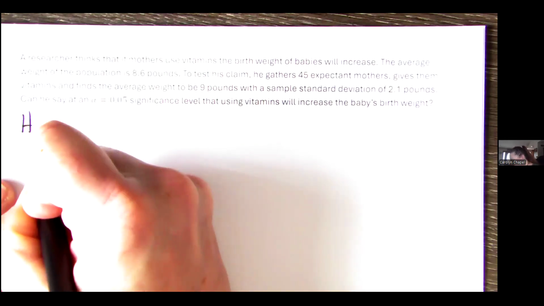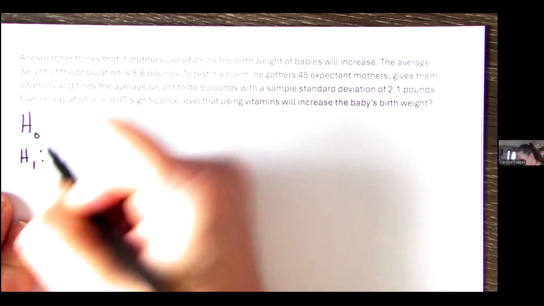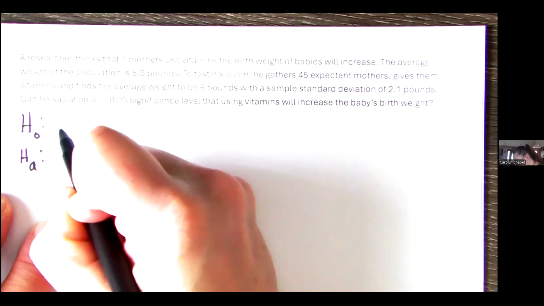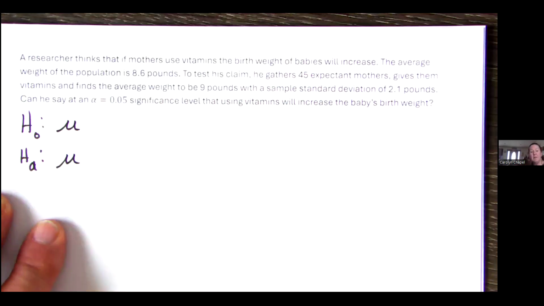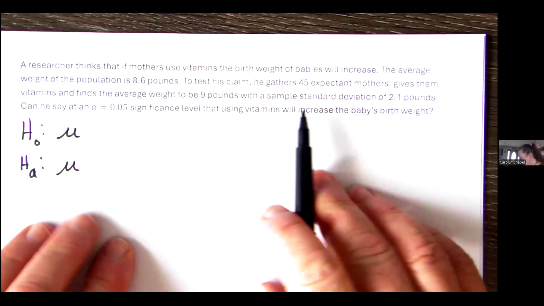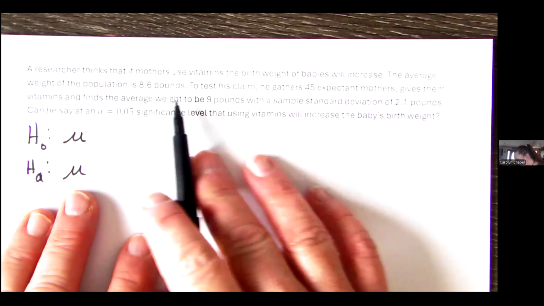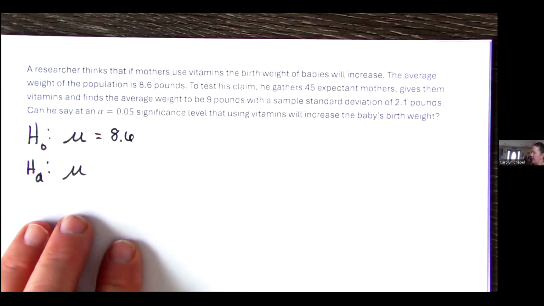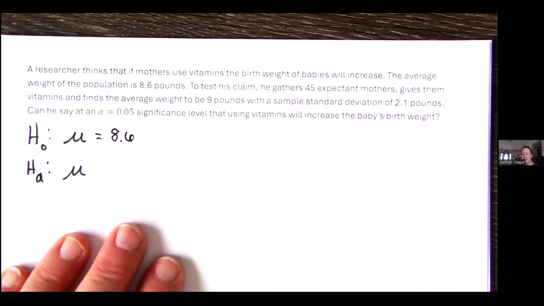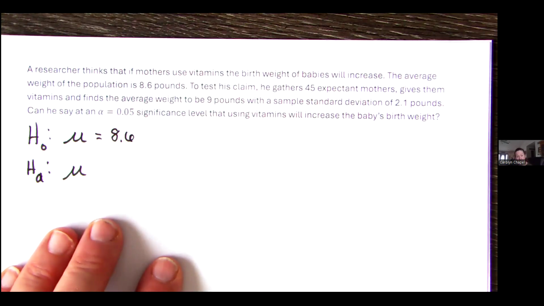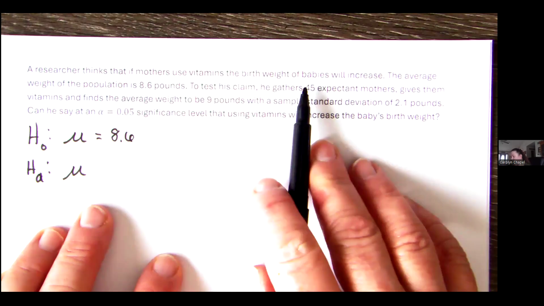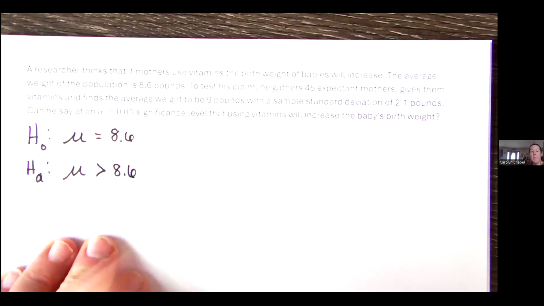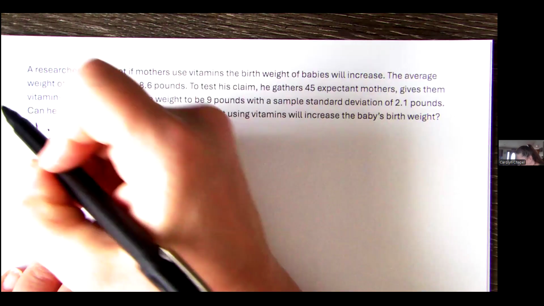So again, step 1, we write our hypotheses. So our null and our alternative, we are talking about the average of something. So we're talking about mean. We're saying the average birth weight is known to be 8.6 pounds because when every baby is born, they are weighed. So we have a pretty good idea of what the average birth weight of children are. But he says that if they take these vitamins, these babies are going to be heavier. So more than. There's our step 1.